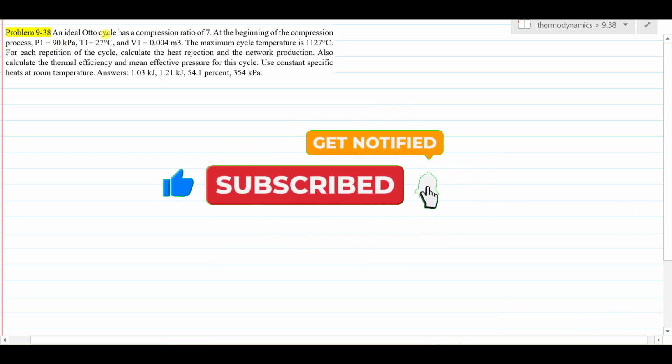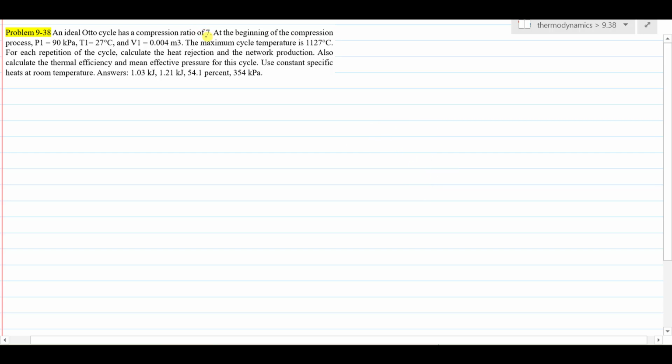An ideal Otto cycle has a compression ratio of 7. At the beginning of the compression process, P1 is 90 kilopascal, the initial temperature is 27 centigrade, and the volume V1 is 0.004 meter cube. The maximum cycle temperature is 1127 centigrade.